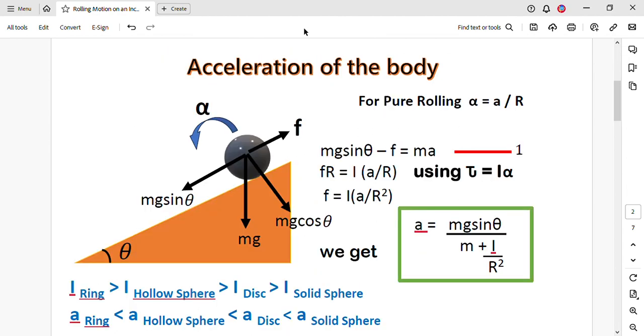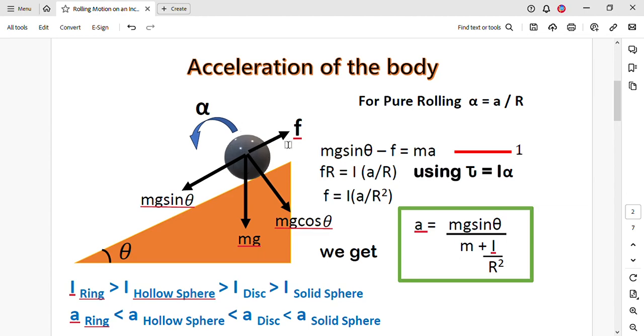So let's start with the acceleration of a body. Here, the body is rolling down an inclined plane. mg is the downward force acting on the body, and we can resolve the mg vector into two perpendicular components. mg cos theta is perpendicular to the incline and mg sin theta is along the incline. Here the body is rolling down, so friction will act in the opposite direction, that is, along the incline.